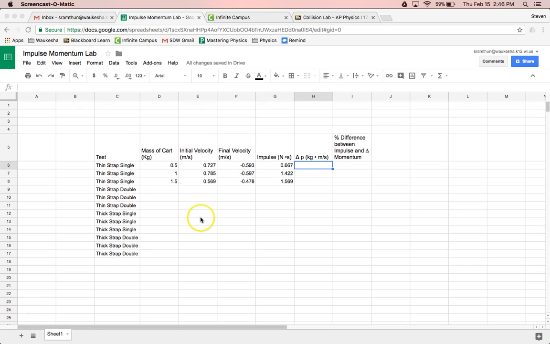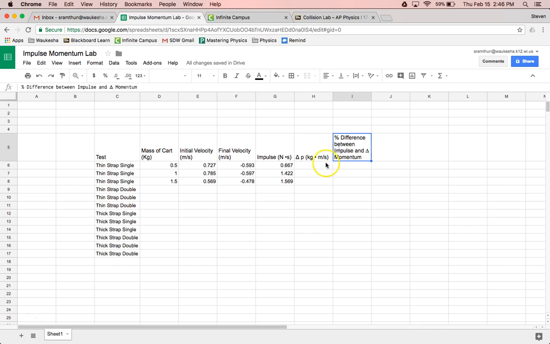Alright, this is how I set up my data table for the strap lab: impulse, change in momentum. I have mass of the cart, initial velocity, final velocity. The impulse was the integral that I got off the force graph, and then the change in momentum and the percent difference I'm going to have to calculate. So I took a student's data for the first 3 trials, and let's see how well they did.